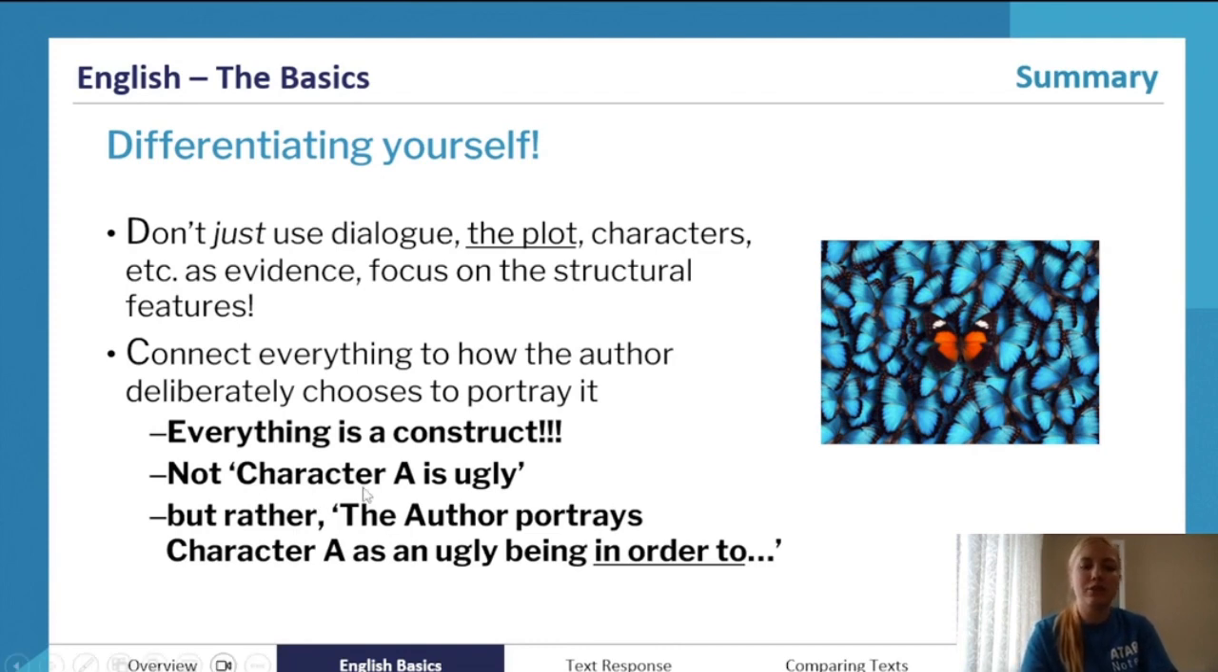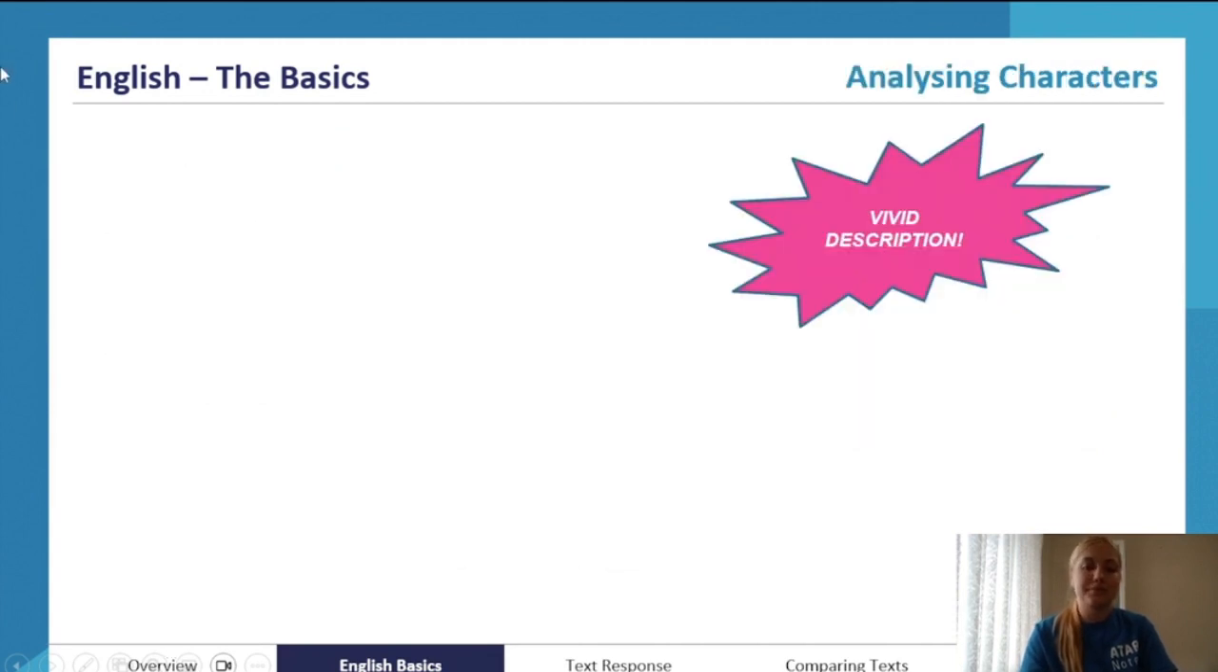I have an example of what to do and what not to do. So, for example, not saying character A is ugly, but rather saying the author portrays character A as an ugly being in order to, what is the effect? Because that's a crucial part that needs to be there. If we want to mention something, it should be a significant thing that we then go and analyze. So, this is a good example to have if this is something that you struggle with.